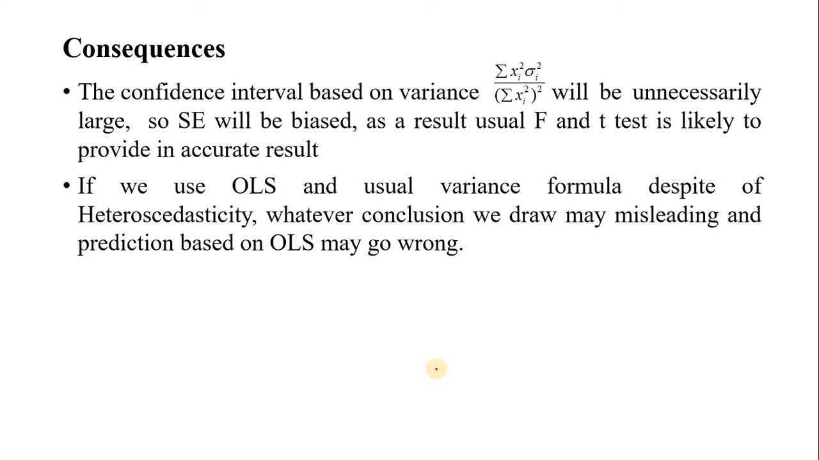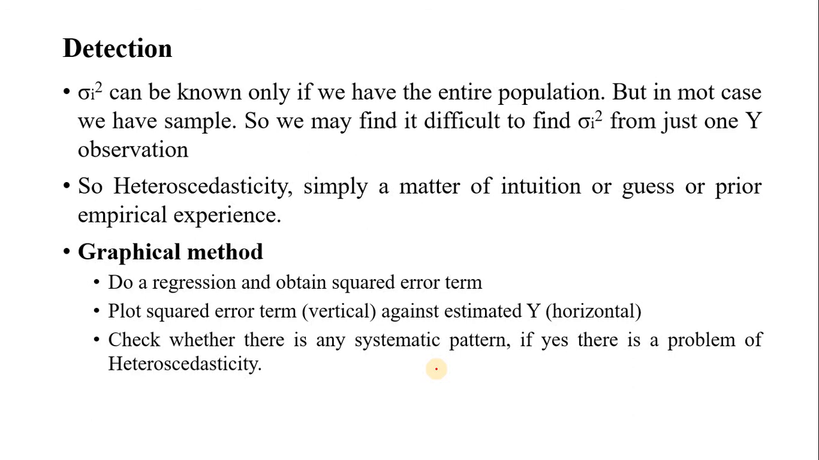F test and T test we cannot use; if we use them, they will provide inaccurate results. So if we use the usual OLS variance formula despite the heteroscedasticity problem, whatever conclusion we derive from the OLS will be misleading, and the prediction based on the OLS result may go wrong. So this is the major consequence of heteroscedasticity. In the next video I will show how we can detect the presence of heteroscedasticity. Okay, thank you.